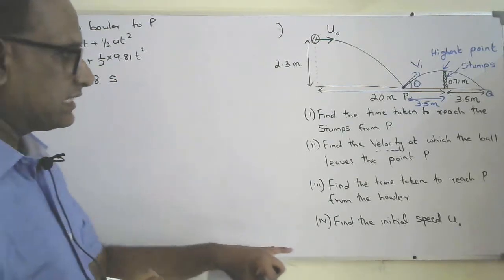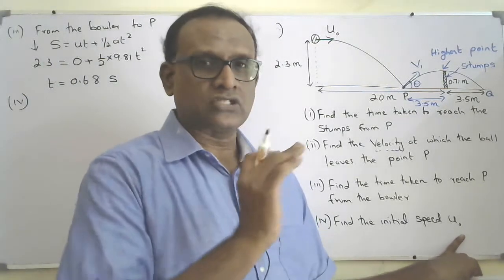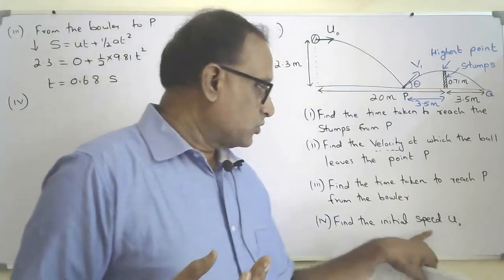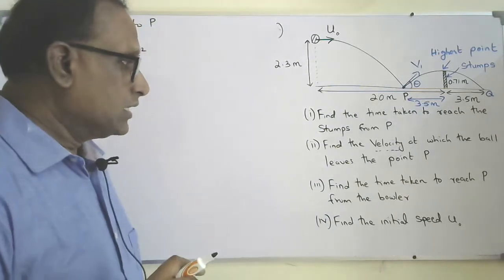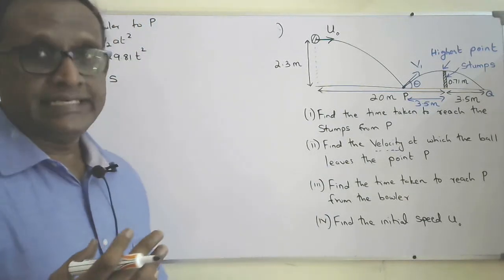Fourth part, find the initial speed u0. So it's thrown horizontally, so we know the direction. That's the reason they are using the word speed, not the velocity. We know the direction is horizontal. So find the initial speed u0.